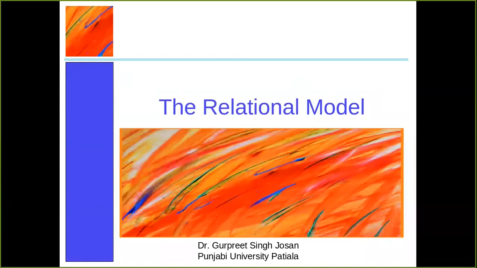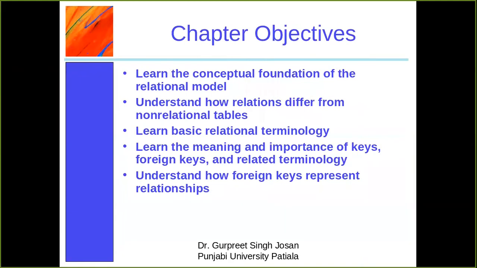So today we will start with the relational model. In this lecture we will cover the conceptual foundation of the relational model. What are the concepts behind this model, and we will understand how relations differ from non-relational tables. Then we will learn basic relational terminology. Then we will learn the meaning and importance of keys, foreign keys, and some related terminology. Then understand how foreign keys represent relationships.